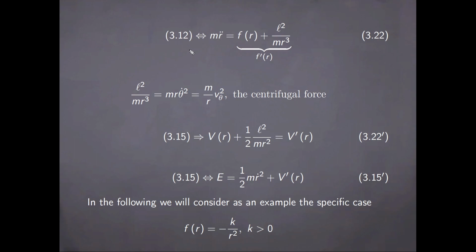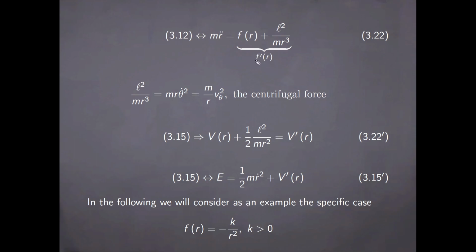Now, from equation 3.12, we can essentially write Newton's second law as here. So mass times the radial acceleration is given by the sum between the applied force and the quantity here, L squared divided by the mass times the cube of the radius, and together this can be considered a so-called fictitious force F prime.